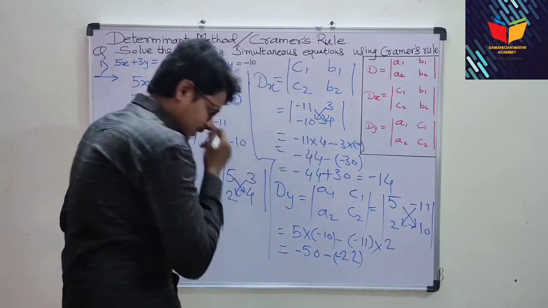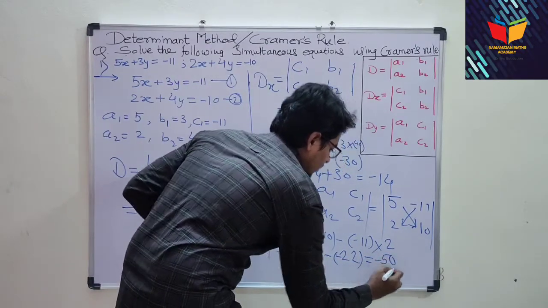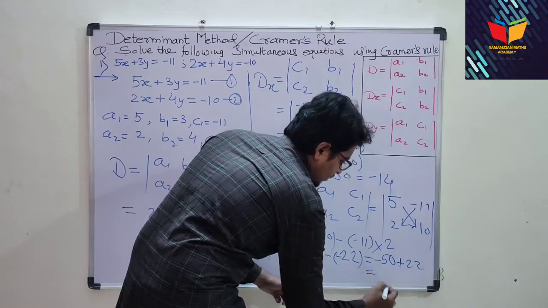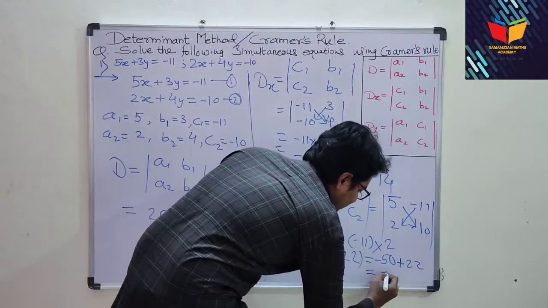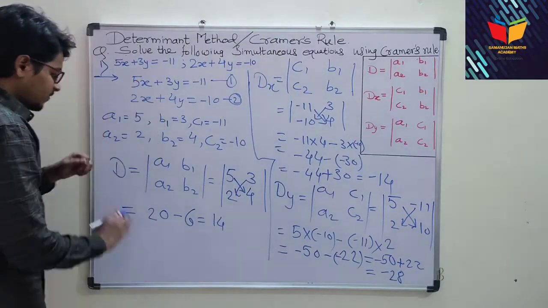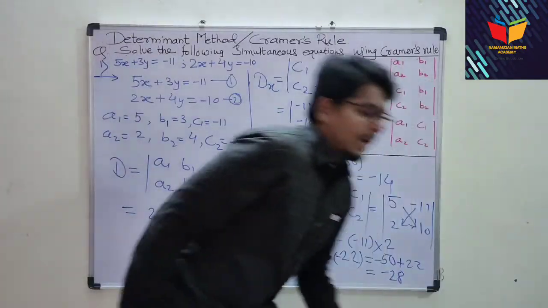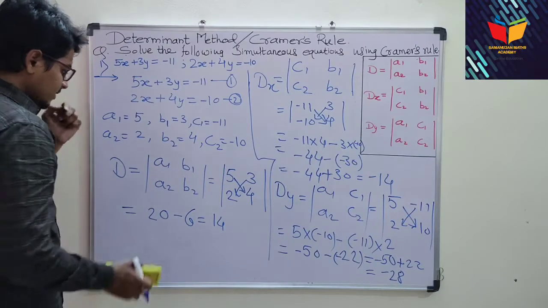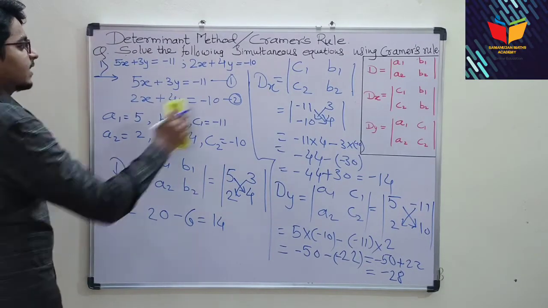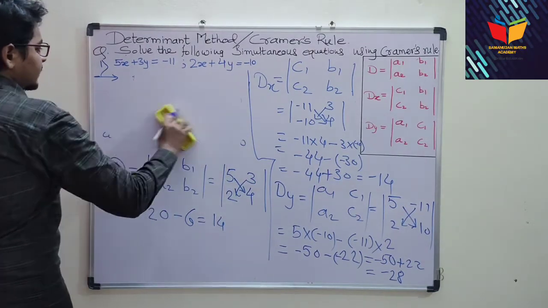Okay, but this minus minus gets plus, so minus 50 plus 22, which is equal to minus 28. Now we have got all the values of d, dx and dy. Now we will find out the values of x and y. So here I will write value of x and y.